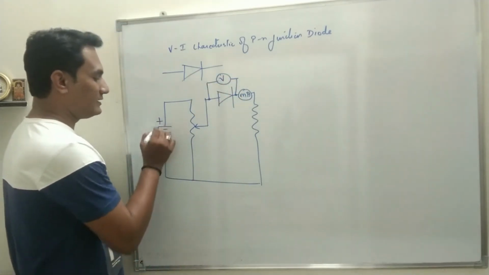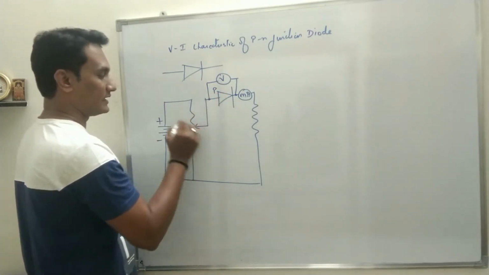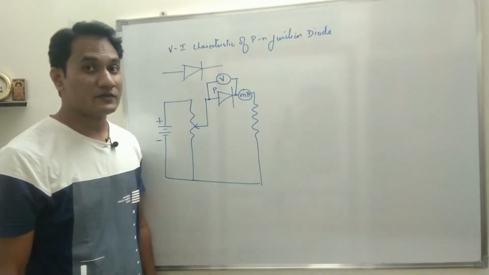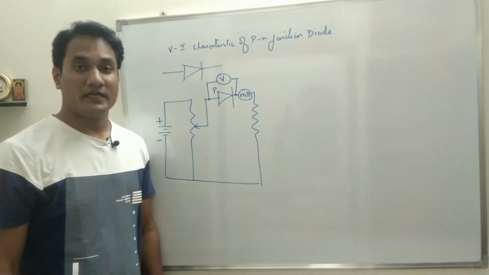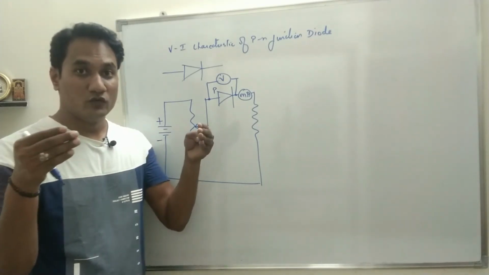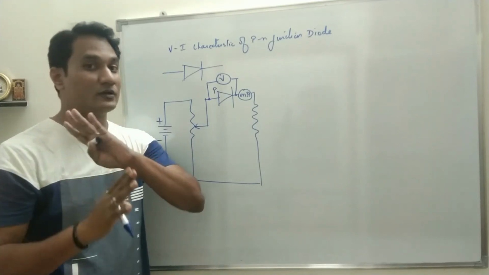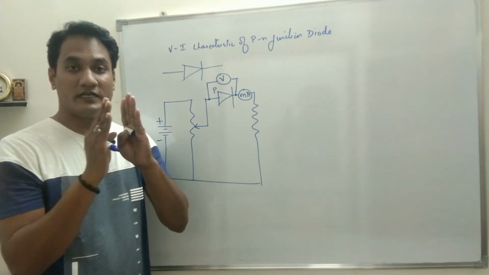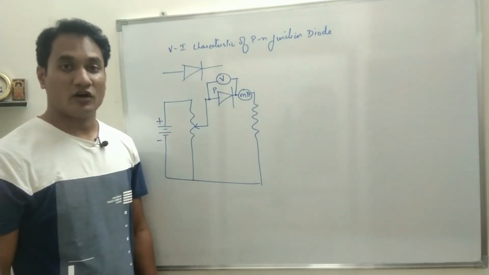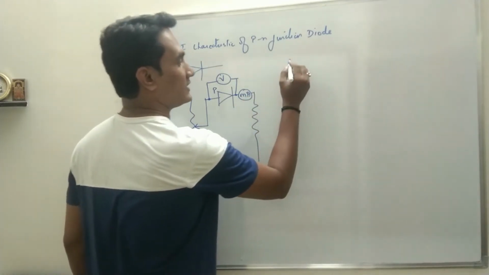Now see the polarity. P region is connected to positive, N region is connected to negative. So what happens when such a polarity is connected? Both the charge carriers will move towards the junction. The depletion layer width decreases. At some point it will vanish, and when it vanishes, current will easily flow. So that is forward biasing of PN junction diode.